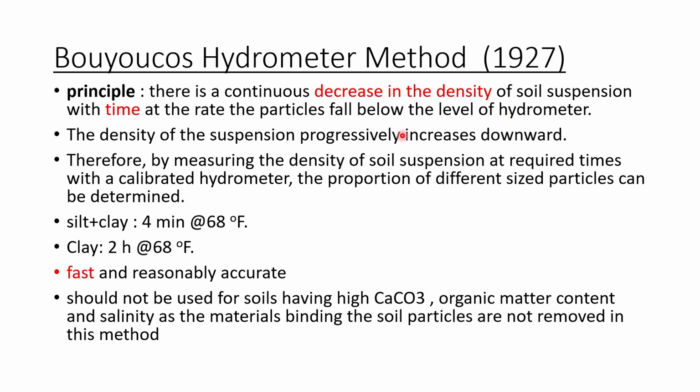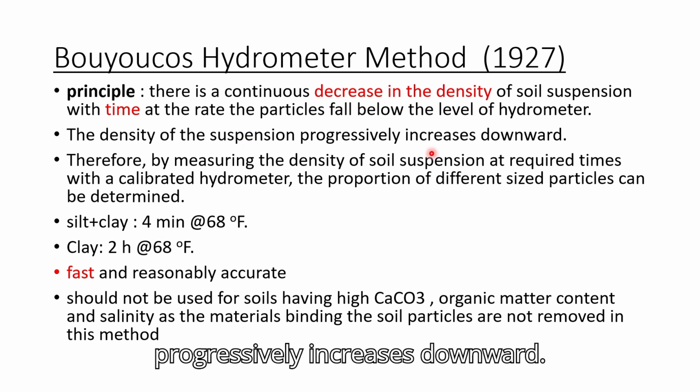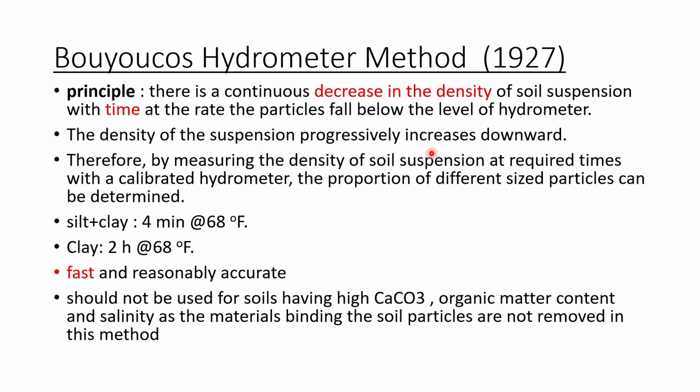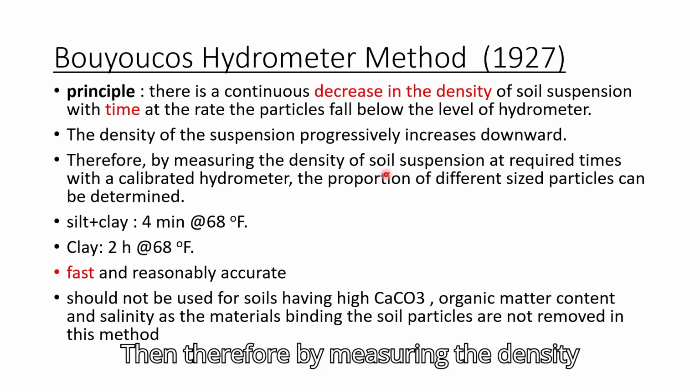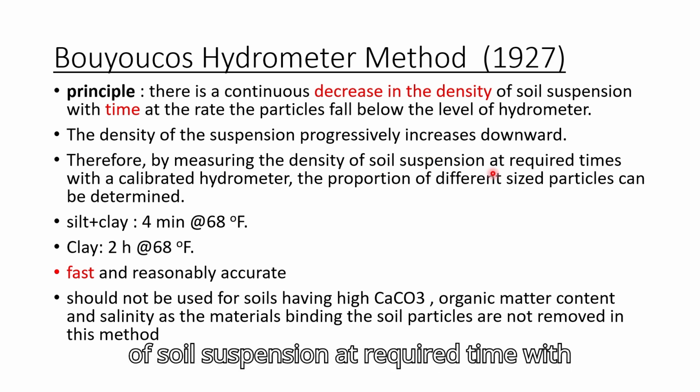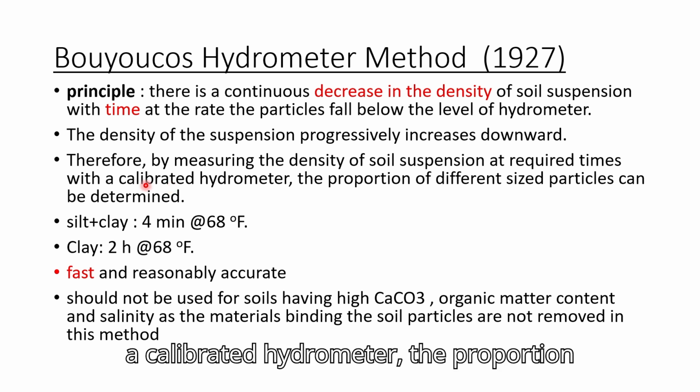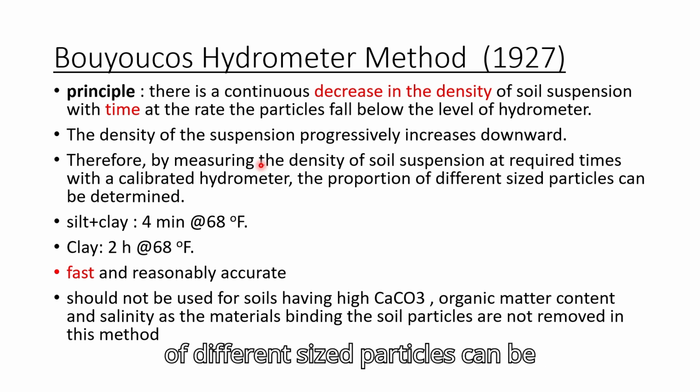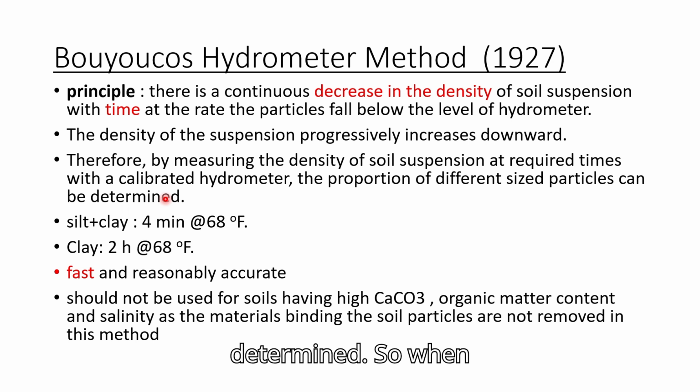When the particles fall, the density decreases gradually with time. So the density of suspension progressively increases downward. Therefore, by measuring the density of soil suspension at a required time with a calibrated hydrometer, the proportion of different sized particles can be determined.